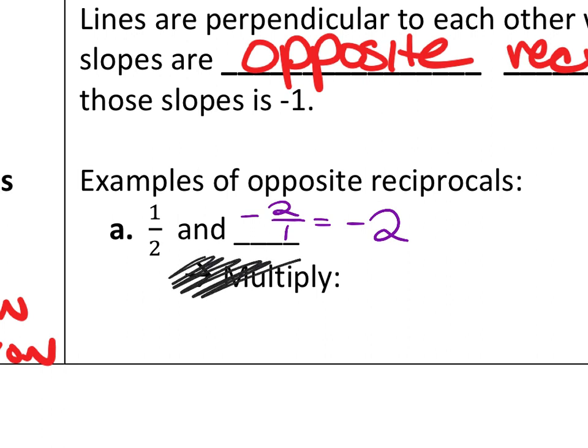I don't really care about this part, so we're going to cross that out. If you care that they multiply to make -1, if you multiplied -2 times 1/2, you'd get -1. That's why they're opposite reciprocals. We don't care. We care that we flip and flip.